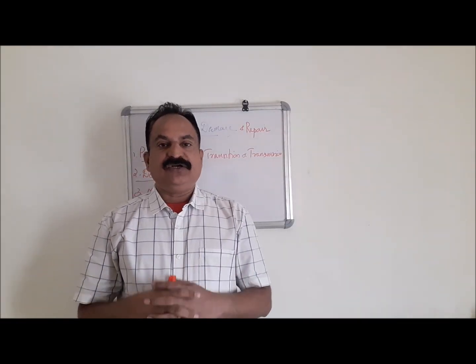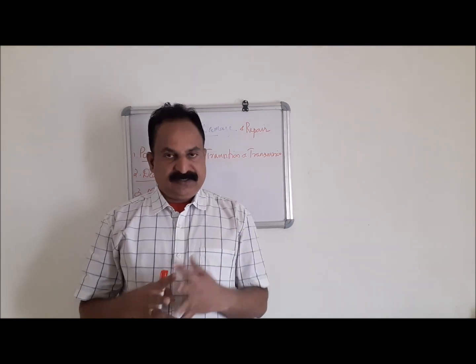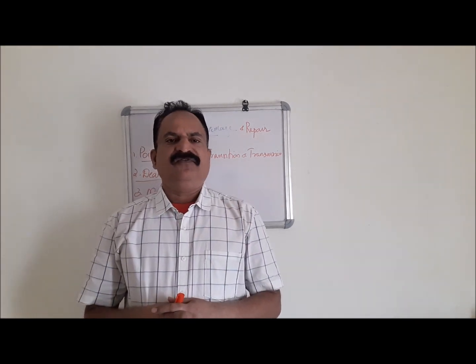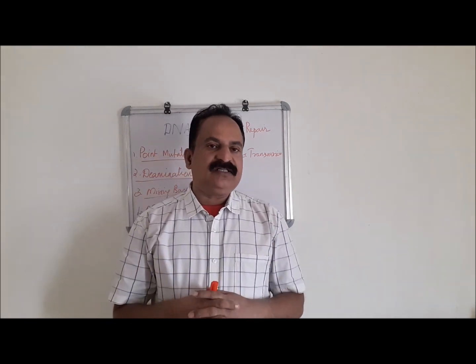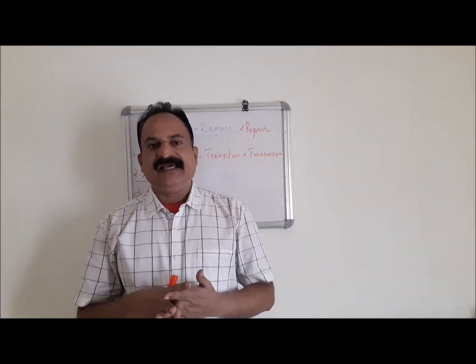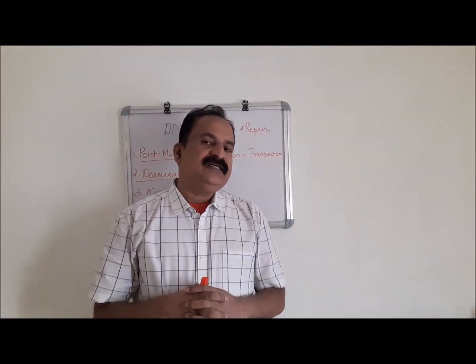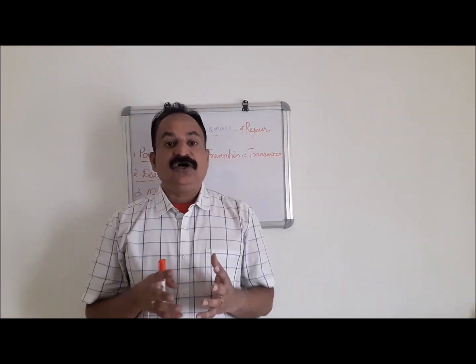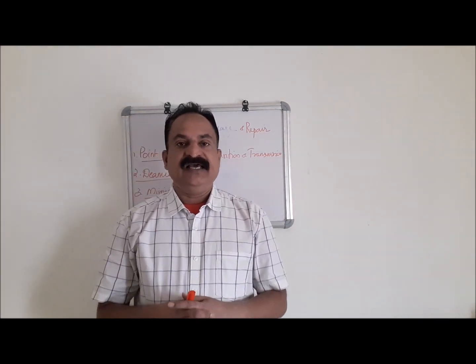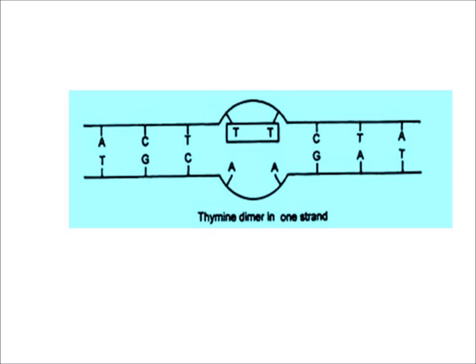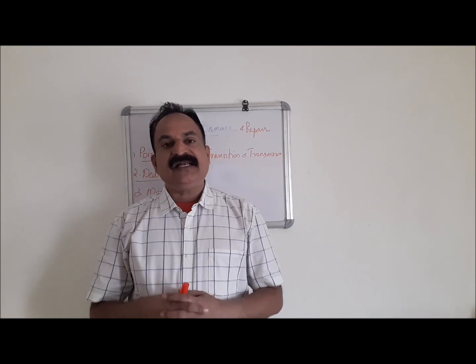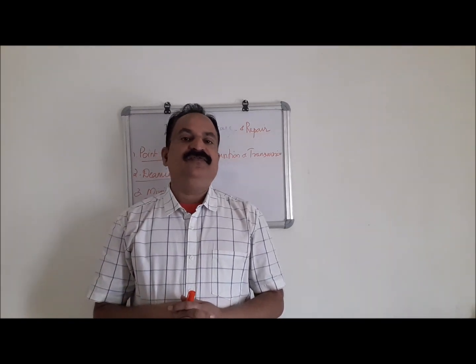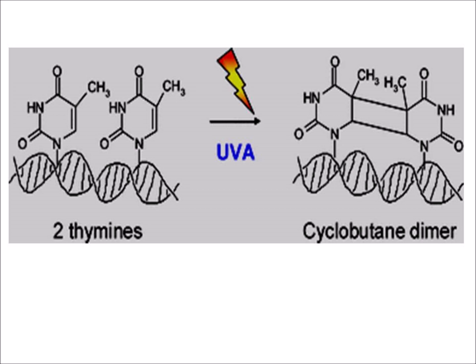Next is formation of pyrimidine dimers, that is thymine dimers. Formation of thymine dimers is very common, in which a covalent bond, that is a cyclobutyl ring, is formed between adjacent thymine bases. This leads to loss of base pairing with the opposite strand. Here we see the thymine dimer in one strand. Bacteria may have thousands of dimers immediately after exposure to UV radiation. This diagram shows the formation of the cyclobutane dimer.